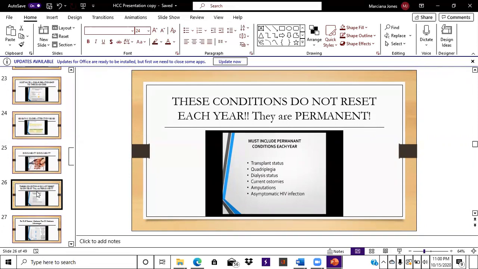So these conditions do not reset each year. They are permanent. You remember I said every January the conditions reset, and then we'll know from there if the patient is getting better or worse. But these permanent conditions do not reset, and you must include them each year as you roll over: transplant status, quadriplegia, dialysis status, any current ostomies, amputation, and asymptomatic HIV infection.